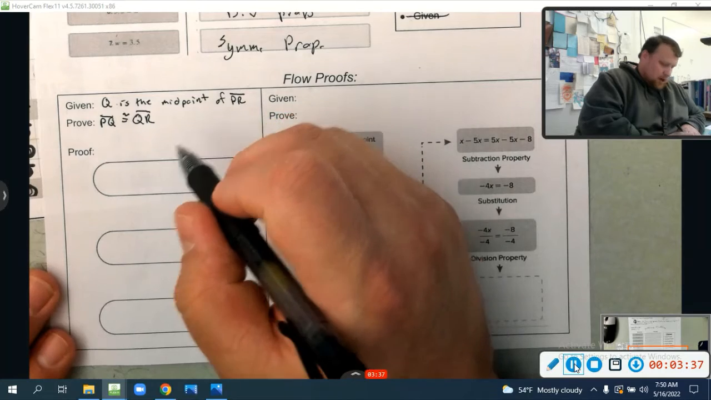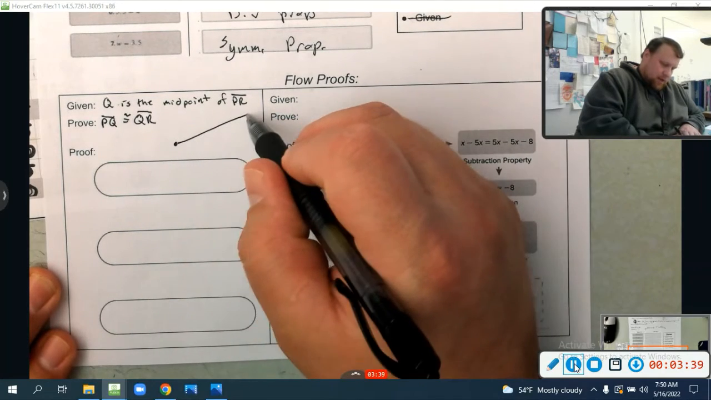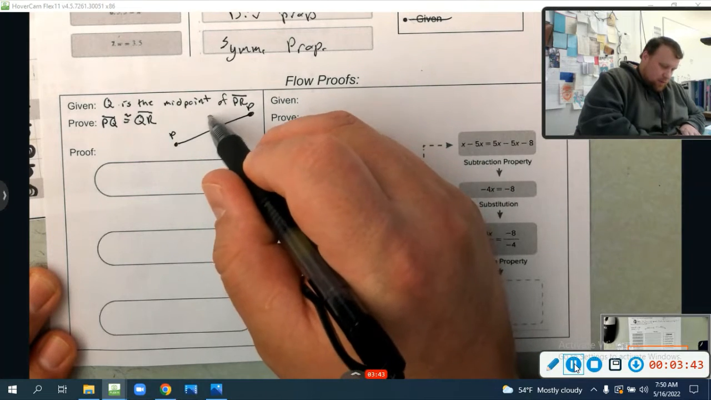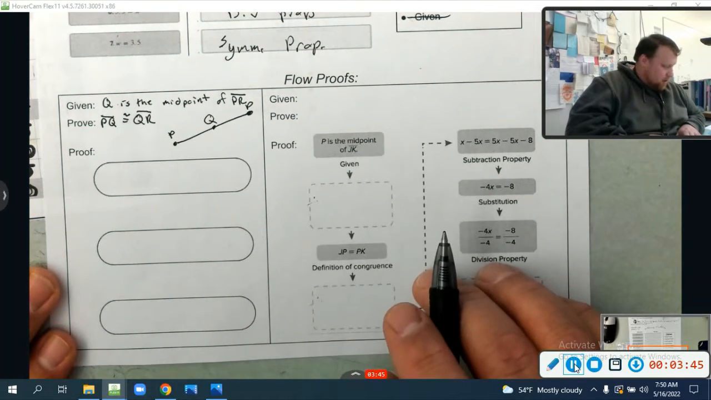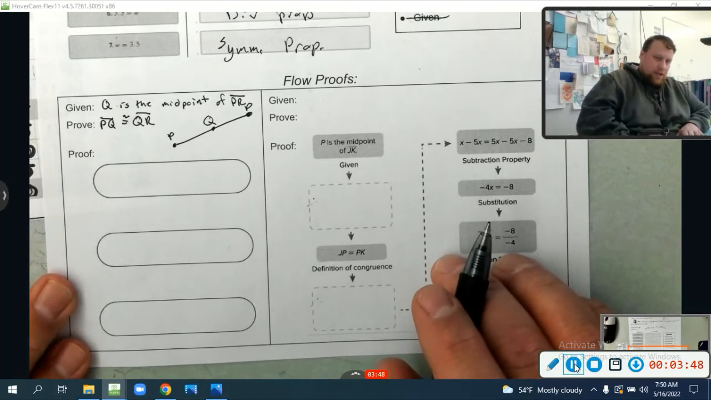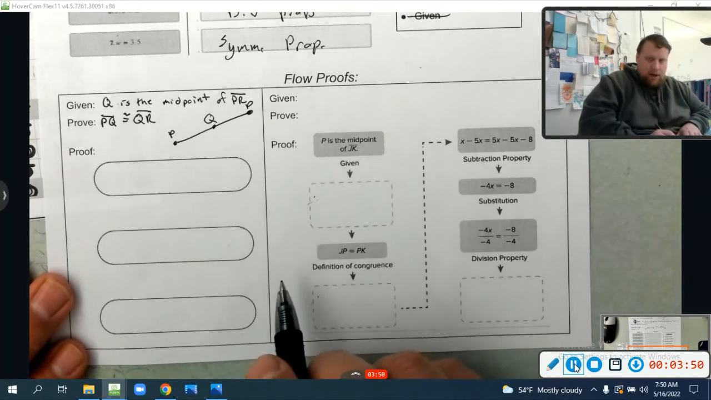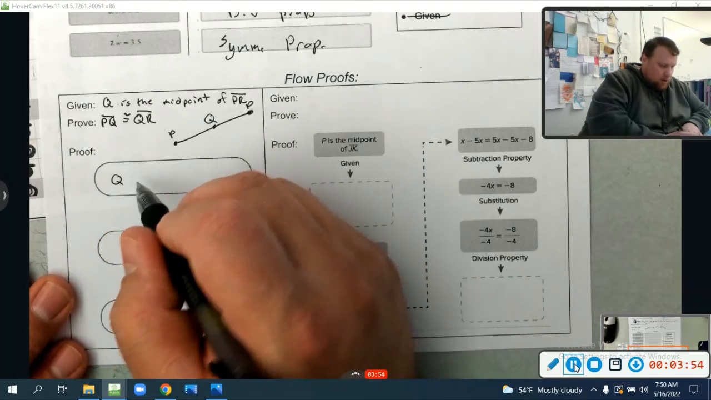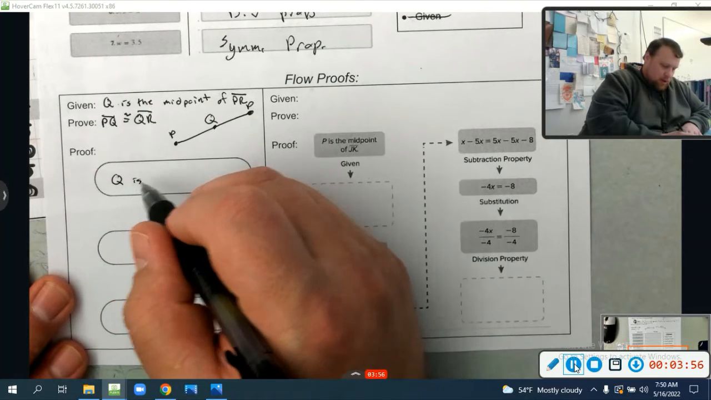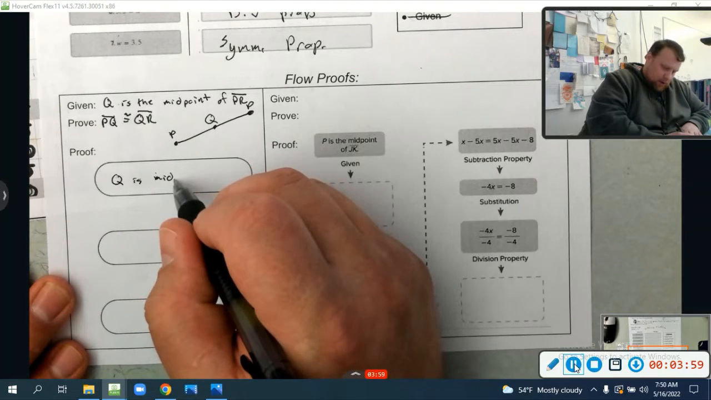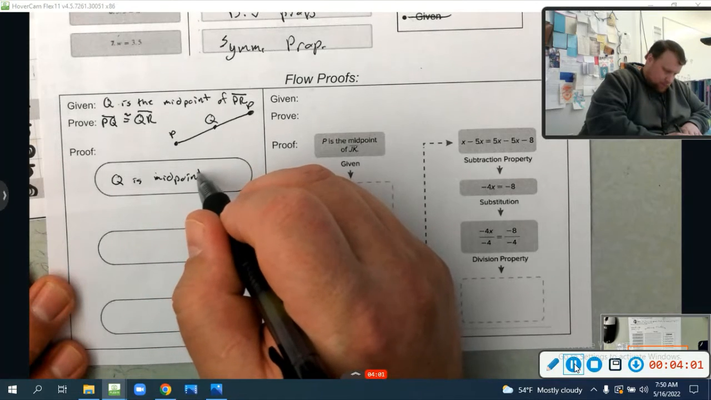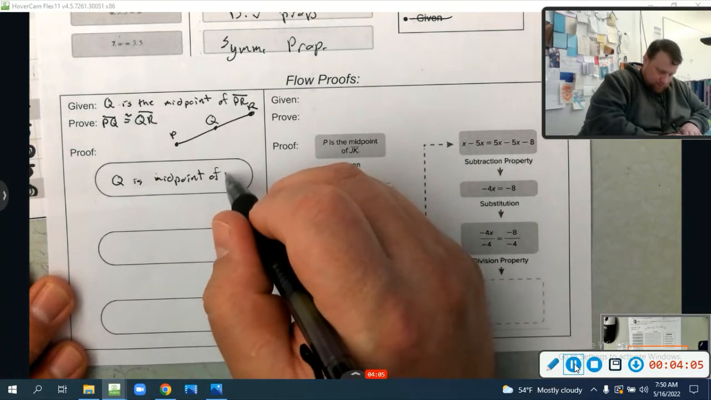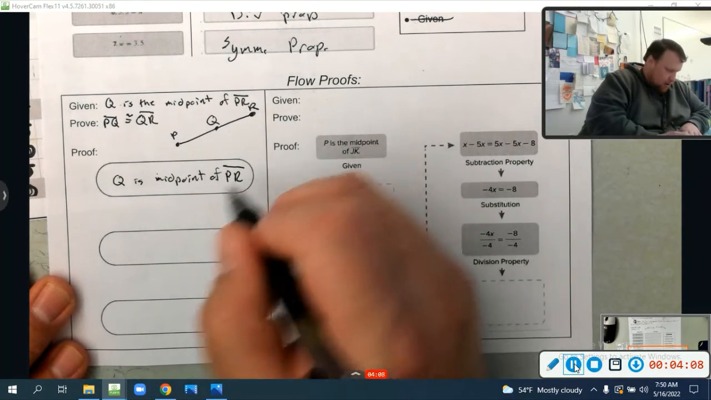And I'm going to draw this out. You always want to draw it out if I don't give it to you. So we have segment PR here, and we have Q in the middle. And we're telling you Q is the midpoint. And so first things first, in a flow proof, you make these little boxes or circles or ovals, which I've made here. And I'm just going to write what we have. We have Q is midpoint of segment PR.